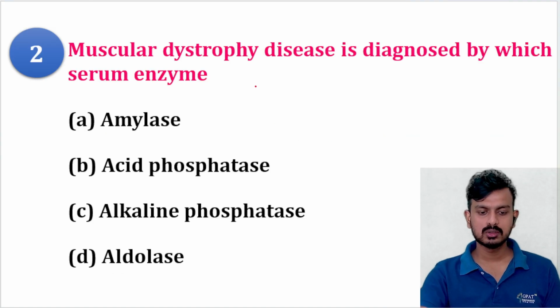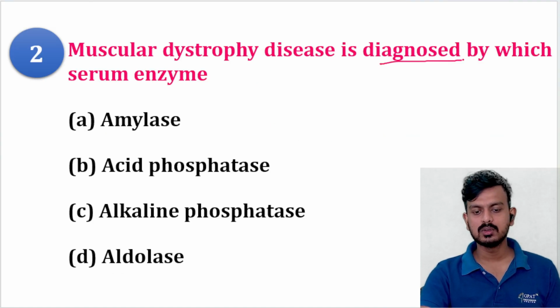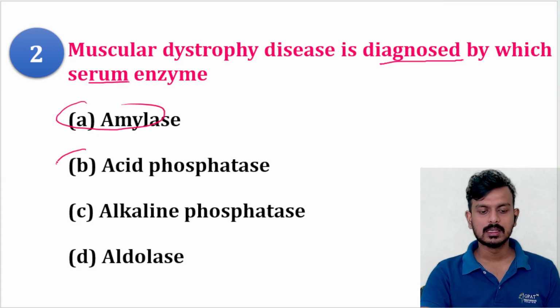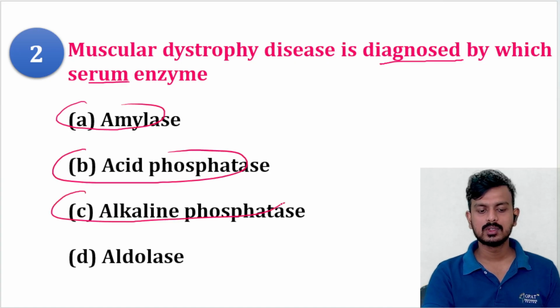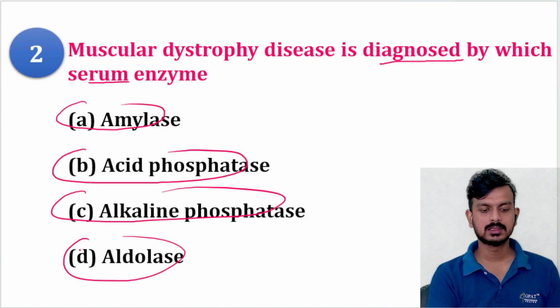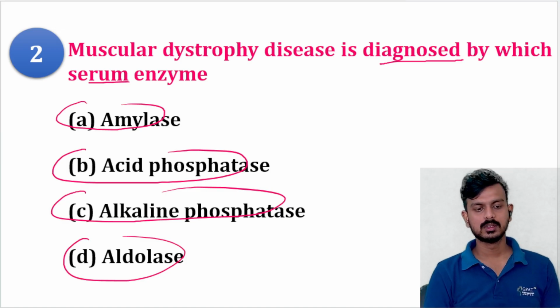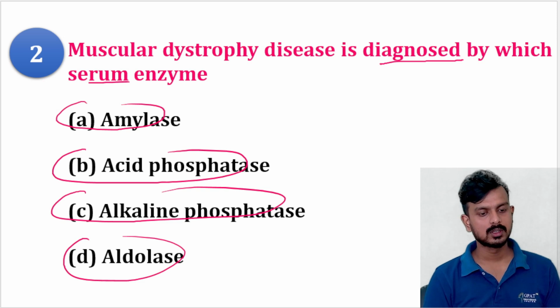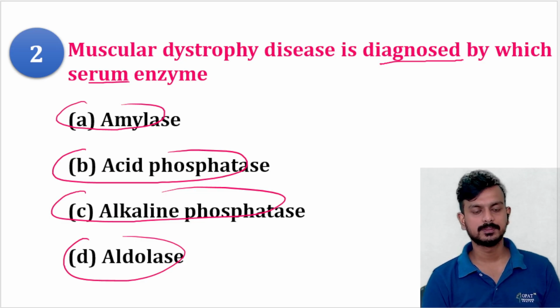Next question. Muscular dystrophy disease is diagnosed by which serum enzyme? Your options are amylase, acid phosphatase, alkaline phosphatase, or aldolase. Quickly give the correct answer.